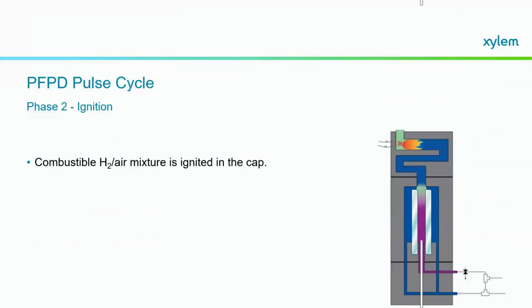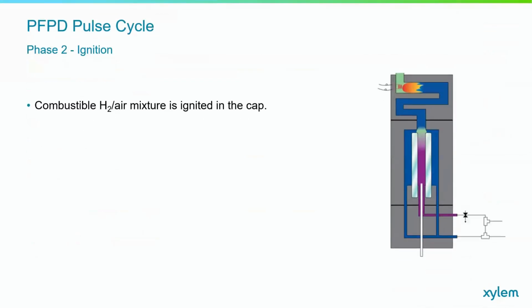So you have the filling of gas, then you have the ignition of the igniter within the cap. So when the air-rich gas mixture reaches the glowing coil, it begins to burn. And for anybody who has a PFPD, the popping that you hear is the igniting of the gas mixture.